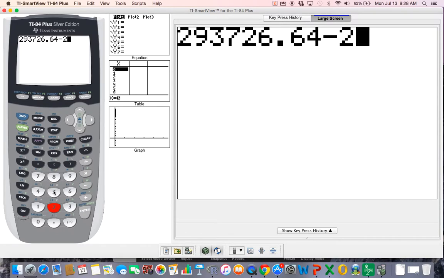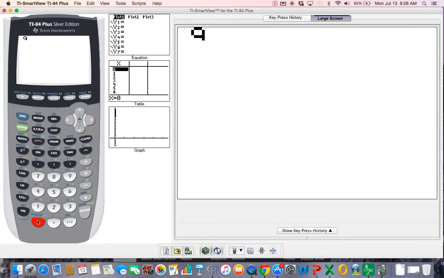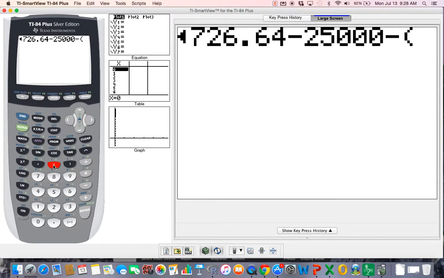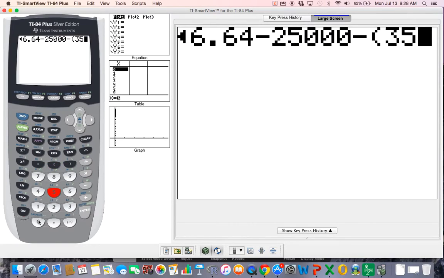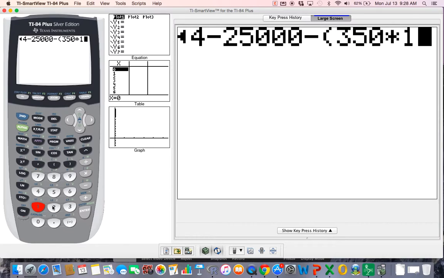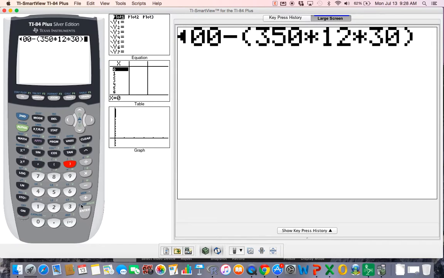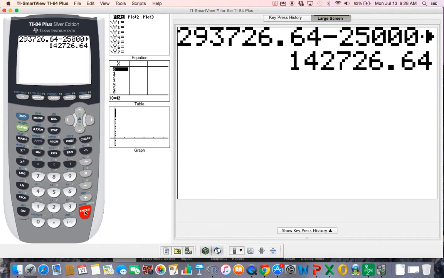First thing we did is a lump sum of 25,000. And then we subtracted, and we got to put this in parentheses because it's all multiplied together, 350 for each month for 30 years. Right? So the interest earned on that account was pretty good. It was 142,726.64.